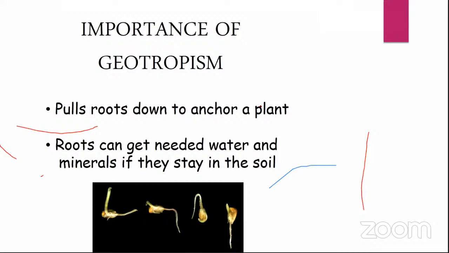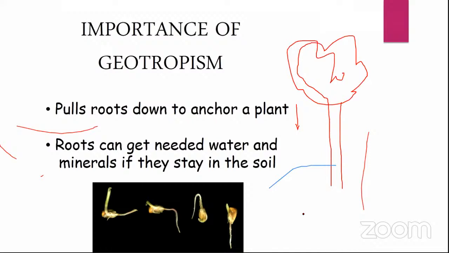Then is geotropism important? Yes, it is important. It's going to pull roots down to anchor the plant. Imagine if the plants were not growing down, they would easily be swept off or blown away by wind, and they would easily fall. But now they're able to stand. You can find a very huge tree with very huge branches anchored because its roots are very deep down. They grow towards gravity, so they anchor this plant in the soil.